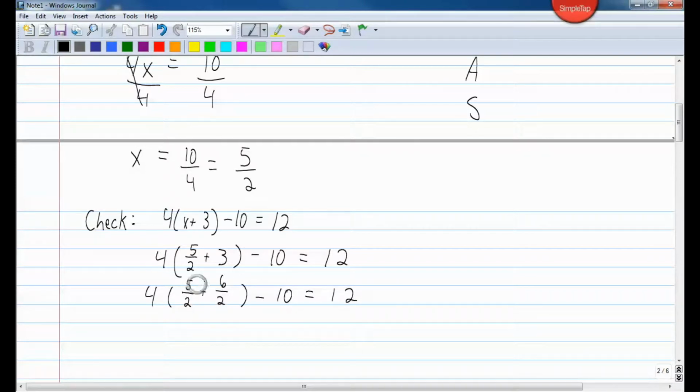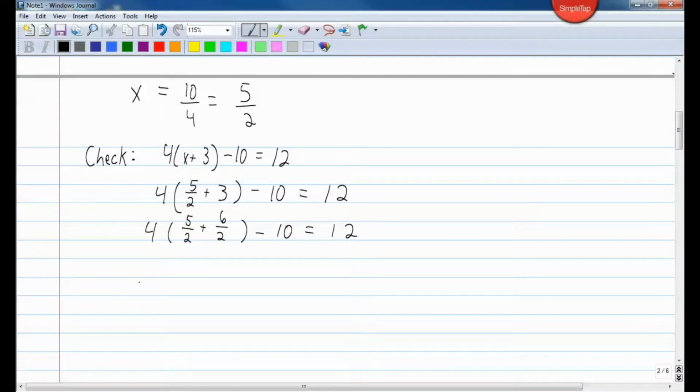So now I need to simplify this fraction here. I need to put 5/2 plus 6/2. When adding or subtracting fractions, you never change the denominator. So 5/2 plus 6/2, that's 11/2. I really made my parentheses too big there. You say 5 plus 6, add the numerators, the denominator stays the same.